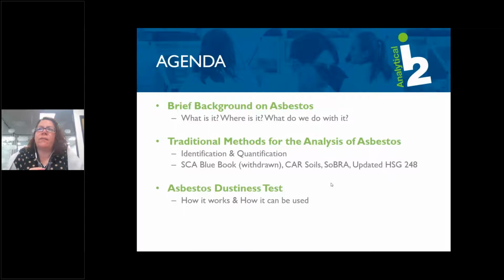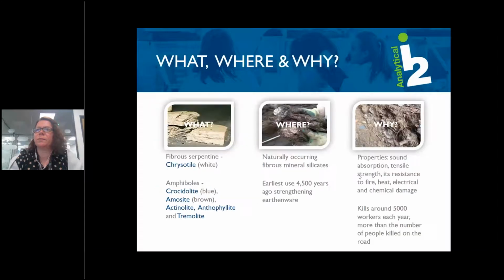Today I'm going to give a brief background on asbestos: what it is, where it is, what we do with it, why it is useful. I'm going to go through some traditional methods for analysis of asbestos in soil. This is largely to give everything a bit of context if this isn't a familiar area to you, and also lays good groundwork for discussing the asbestos dustiness test and the relative benefits that it can bring to somewhat tricky sites, particularly where you're looking to reuse a site that might otherwise be deemed high risk.